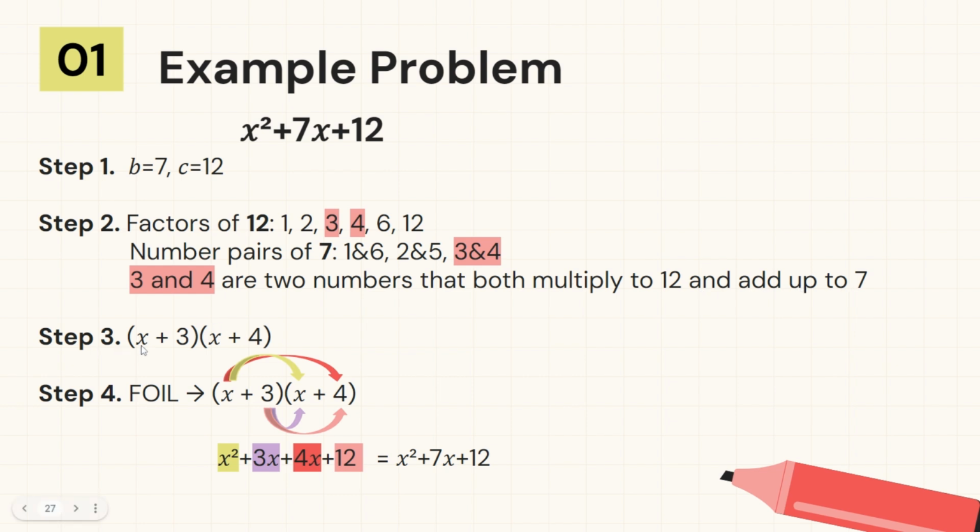Step 3. (x + 3)(x + 4). Step 4. FOIL. FOIL is first, outer, inner, and last. x and x are the first. x and 4 are the outer. 3 and x are the inner. And 3 and 4 are the last.